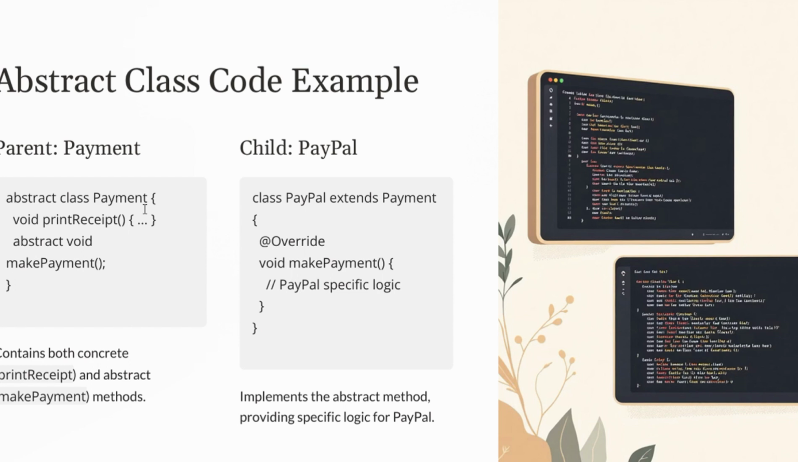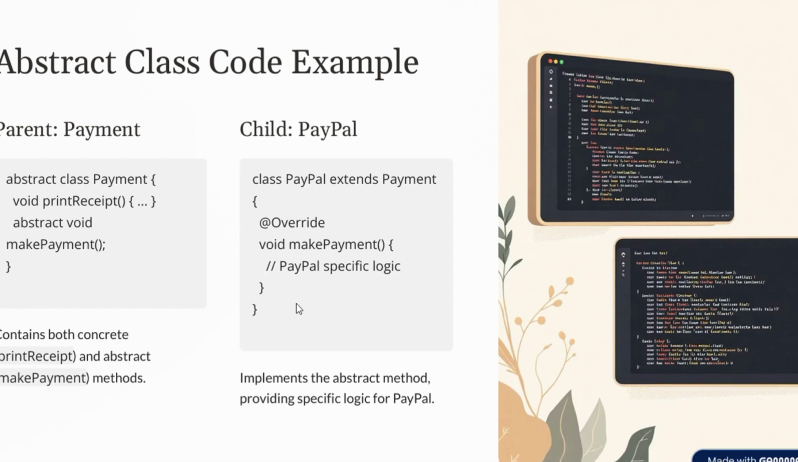Step 1, a concrete method has a body. This is logic shared by all payment types. Void printReceipt, System.out.println, generating a receipt for the money amount. Next method, the abstract method, has no body. We don't know how to do this yet, but we know every child must do it. Abstract void makePayment.